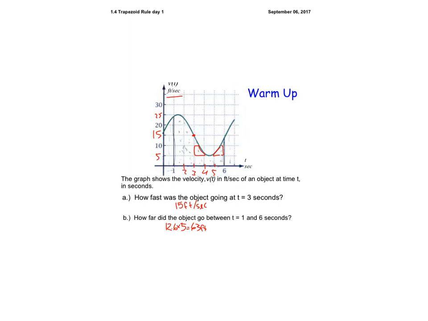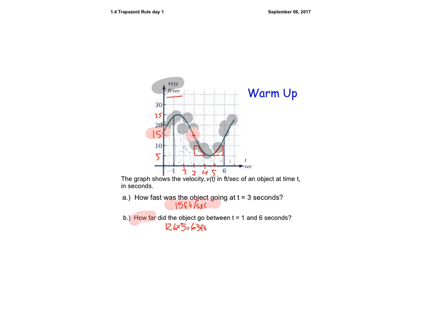Since this is a velocity versus time graph, it means that any one of these points represents a velocity. So if they're asking for what's the velocity at 3, then it's simply 15, because the y value at x equals 3 is 15, which is why we have 15 feet per second.